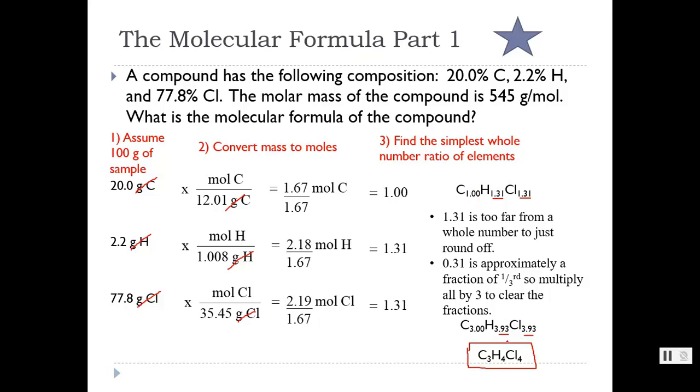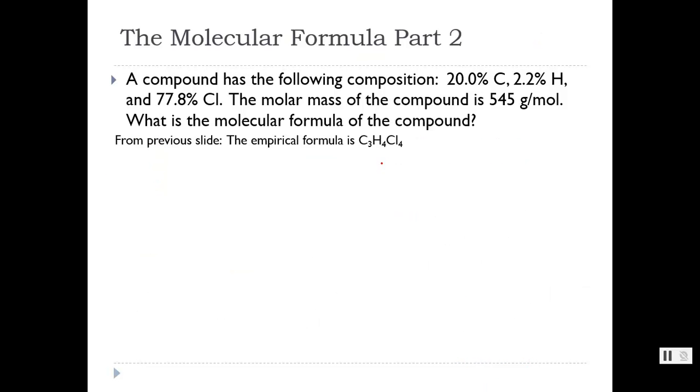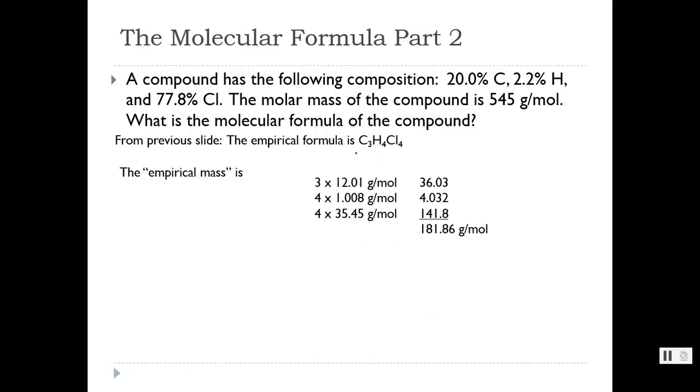Okay. So from this first slide, we have done our 3 steps to find the empirical formula, and we have found it as C3H4Cl4. So we're halfway there in solving this problem, which is asking for the molecular formula of the compound. We now have the empirical formula. And we should use that empirical formula to find the mass of that empirical formula. And again, we can do that using our periodic table and the subscripts from the formula.